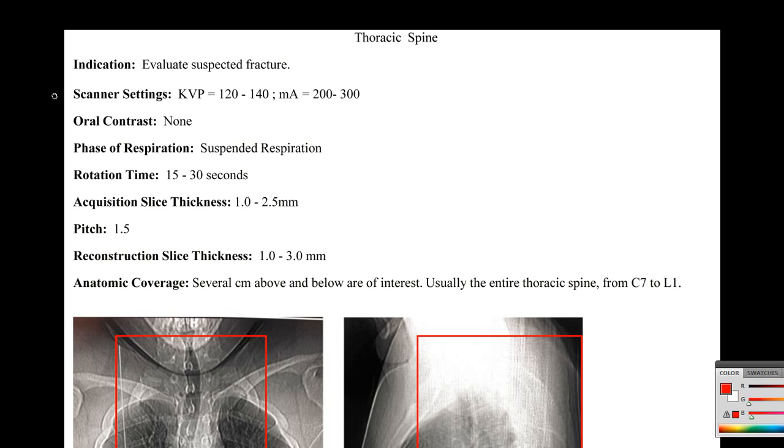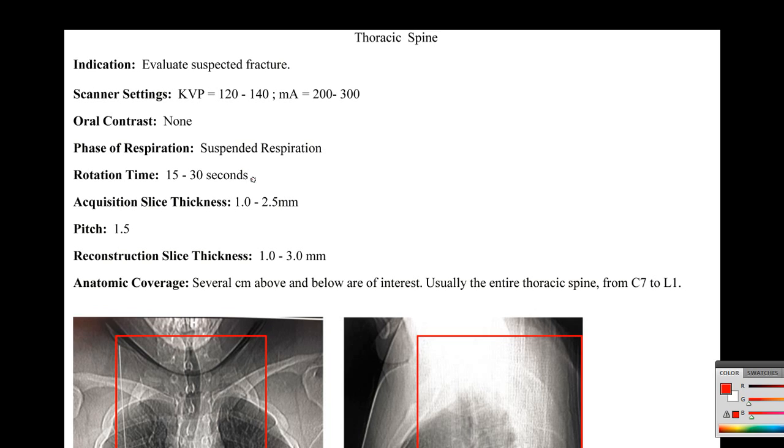So the thoracic spine. This is typically utilized to evaluate suspected fractures. The KVP is going to be 120 to 140, and the MA is going to be 200 to 300. And this is all going to be dependent on the type of patient body habitus that you have. IV contrast is not utilized for a thoracic spine. However, we're going to notice that for a thoracic spine, we need to suspend respiration. Usually the patient takes in a big deep breath and they hold that breath while we scan.